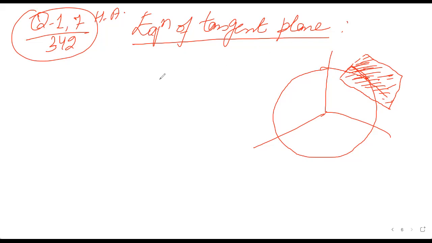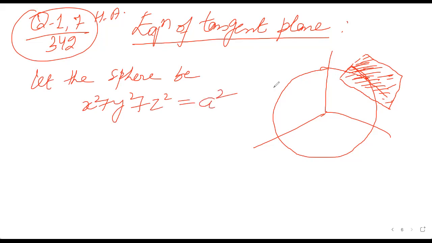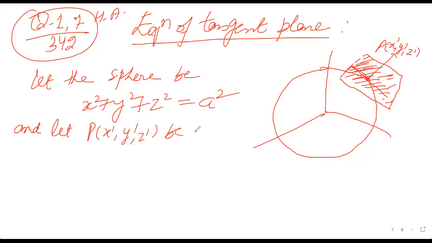So for the sake of convenience, I am just taking a sphere whose center is zero, only for the sake of convenience. Let the sphere be x square plus y square plus z square is equal to a square. And let us suppose this point of contact where the tangent plane is passing has coordinates x dash, y dash, z dash. Let P (x dash, y dash, z dash) be any point on it. On it means on the sphere.